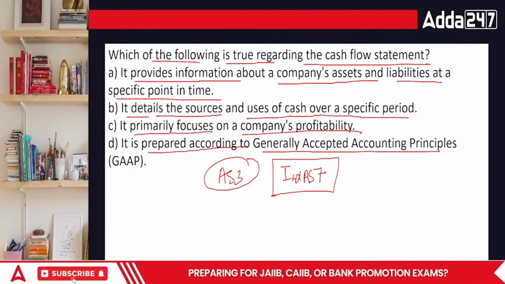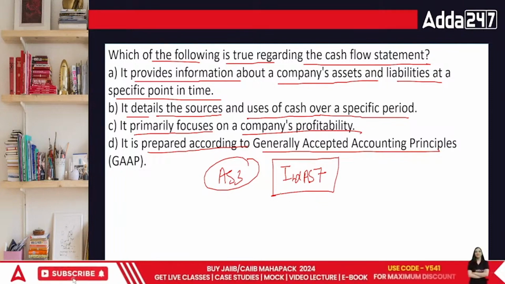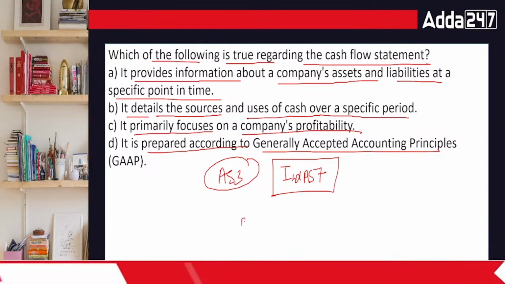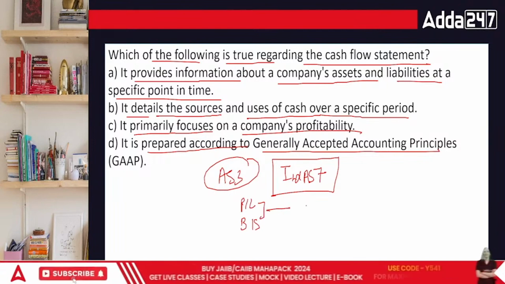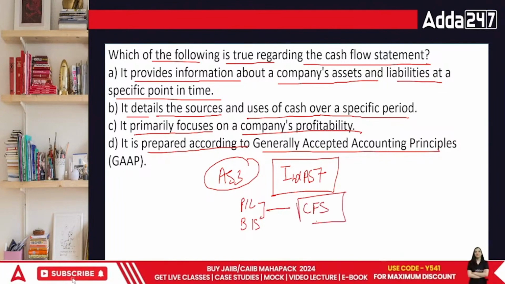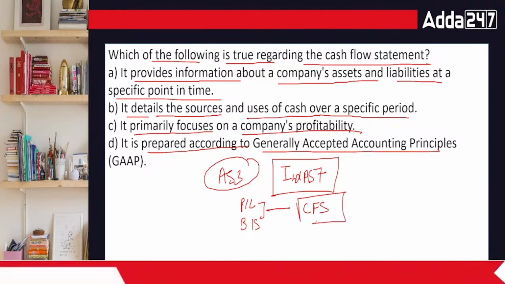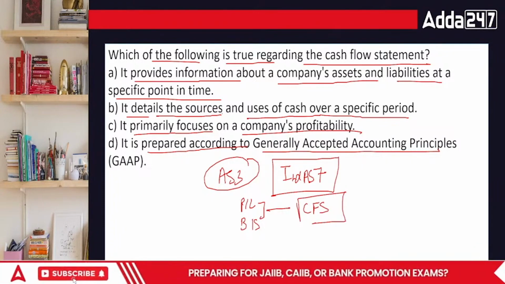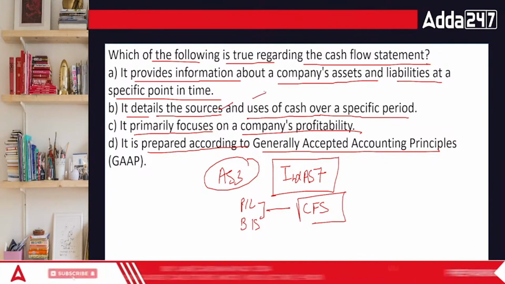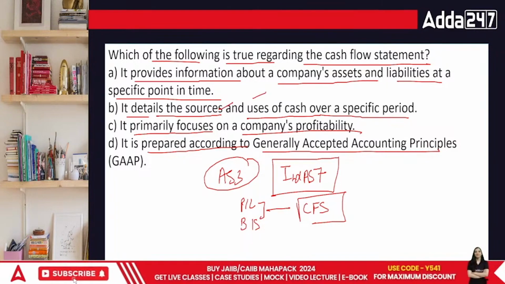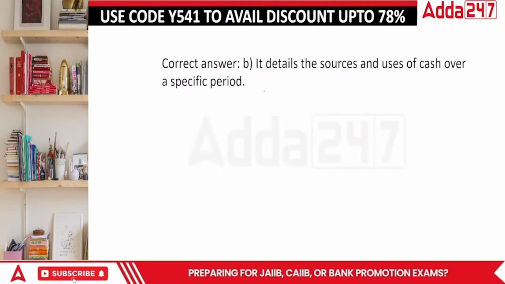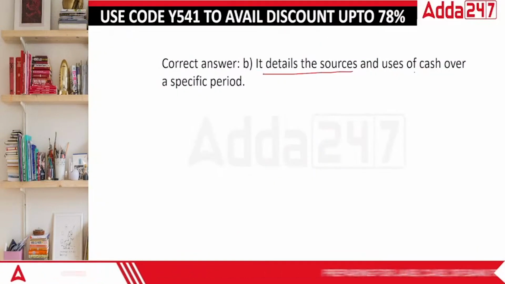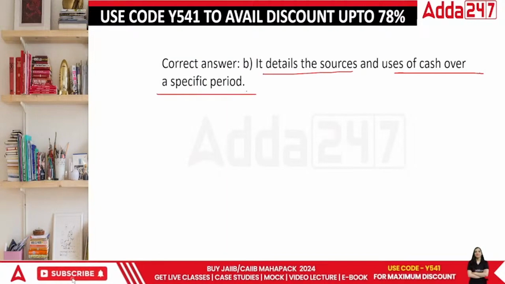Do you know cash flow statement is not an original statement? It's a statement which is prepared using the profit and loss account as well as the balance sheet of the organization. That's how they create the cash flow statement. It is based upon the sources and uses of cash over a specific period of time. We're talking about a specific time period through which we are studying it. It details the sources and uses of cash over a specific period.